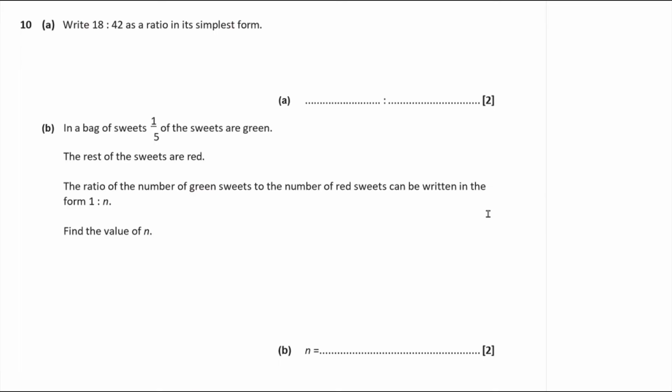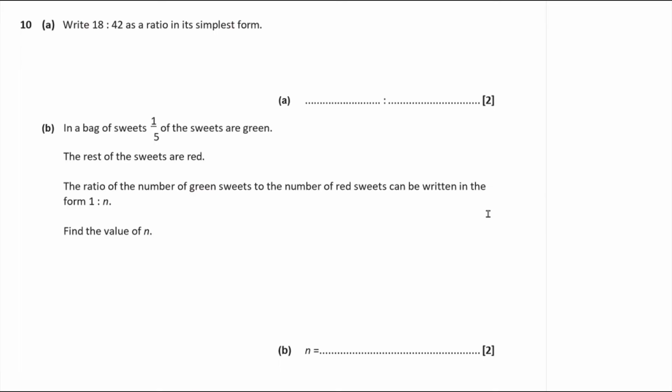Question 10, write down 18 to 42 as a ratio in its simplest form. Okay, well, ratios cancel down the same way as fractions, so if you just type it in as a fraction into your calculator using the fraction keys, if I type in 18, hit the fraction key, and then 42 and press equals on my calculator, it's going to tell me that the answer is 3/7.